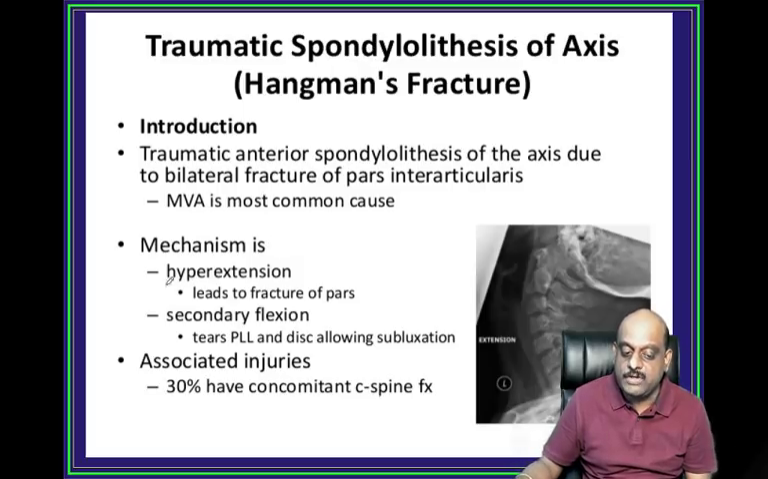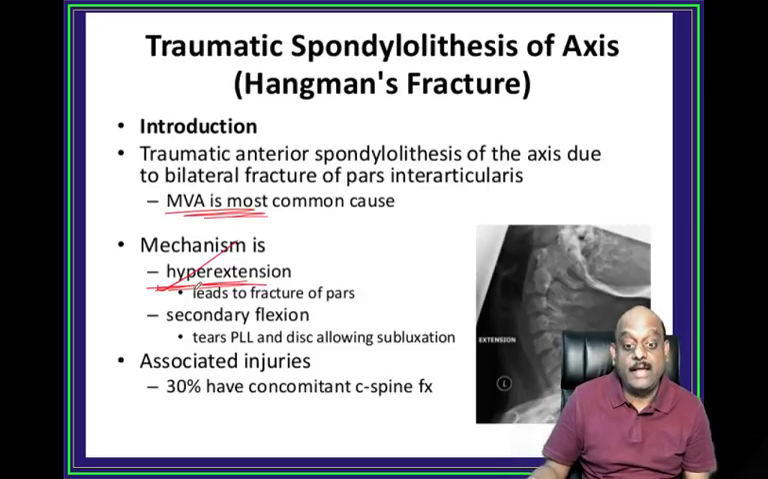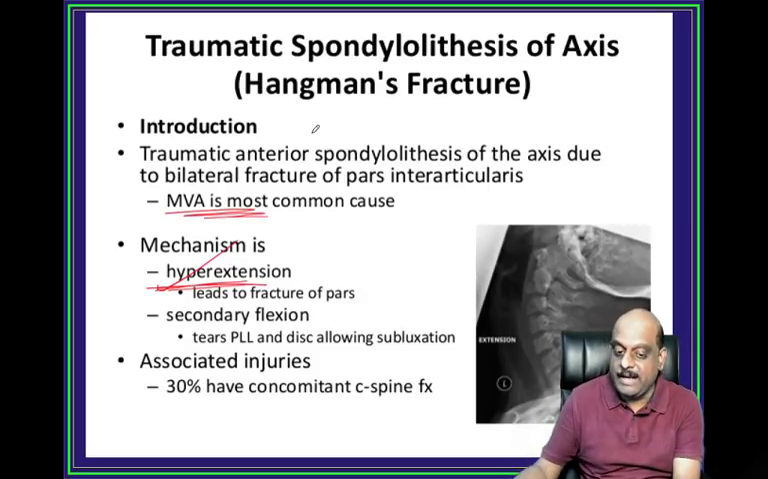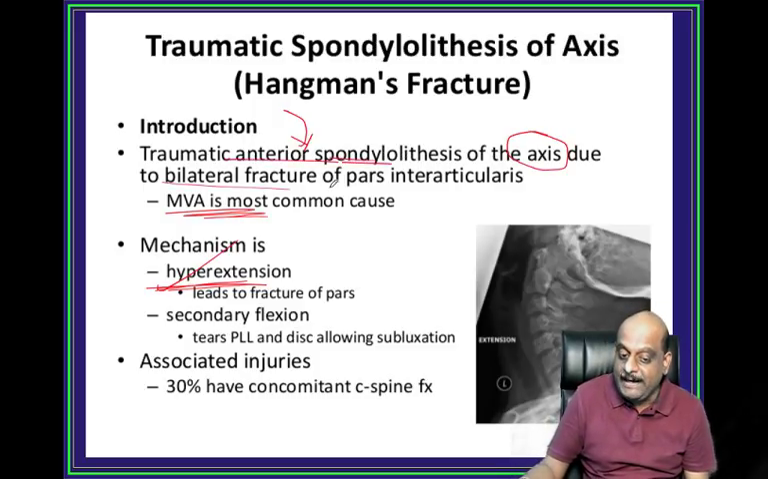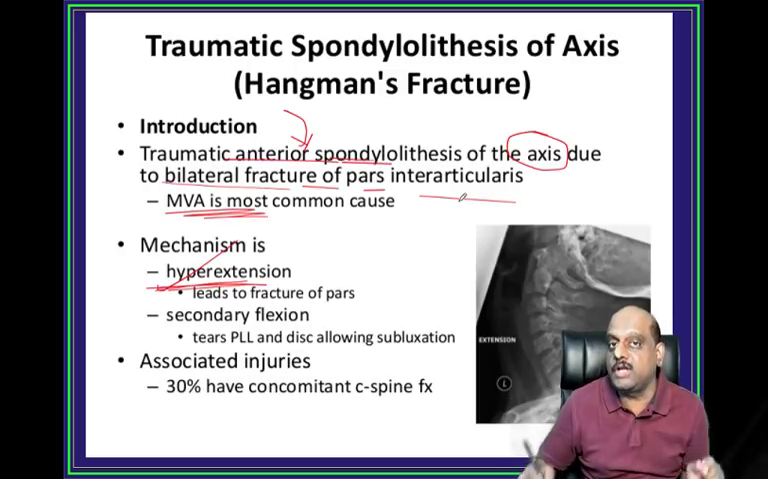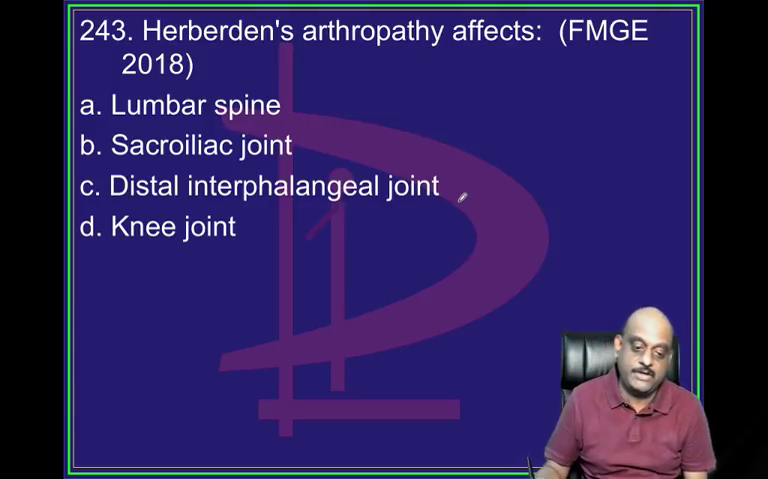So another favorite question is hyperflexion injury, windshield injury. These are all the ways the examiner can ask. Traumatic anterior spondylolisthesis of the axis due to bilateral fracture of the pars interarticularis. What is it called? That is also another way of asking the question.